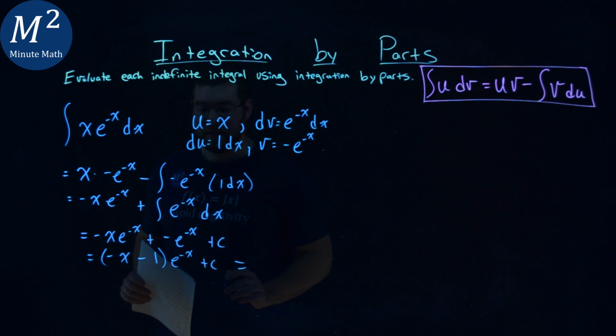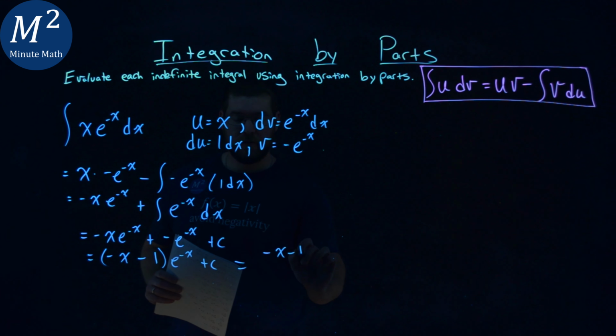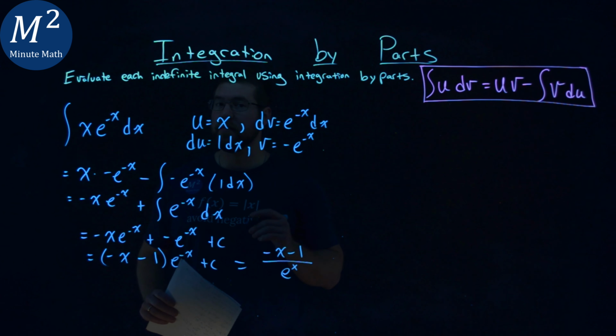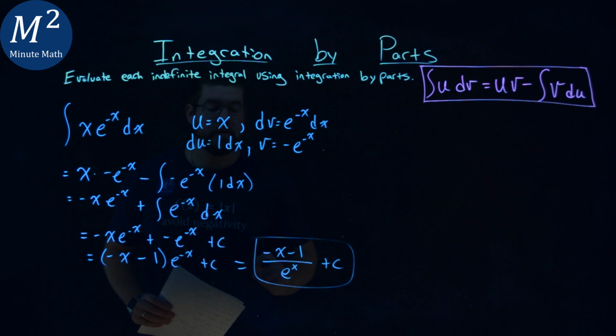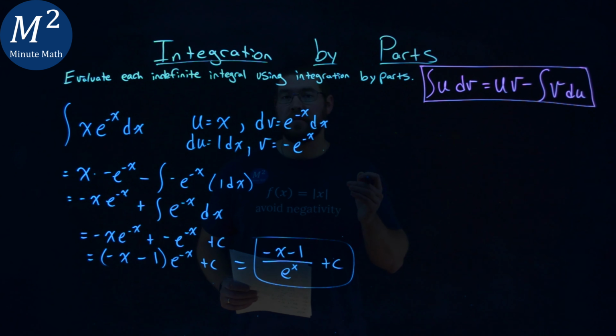And with that being said, let's make this into a fraction, nice and neat. We have negative x minus 1 over, remember, e to the negative x is e to the positive x in the denominator plus c. And so my final answer here is negative x minus 1 over e to the x plus c.